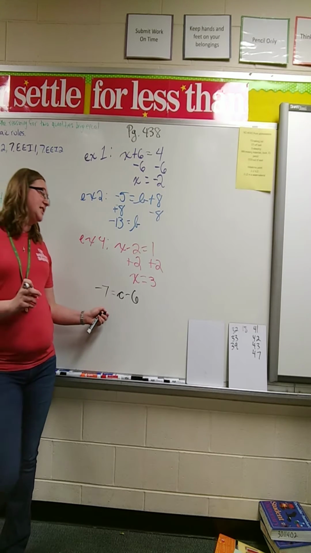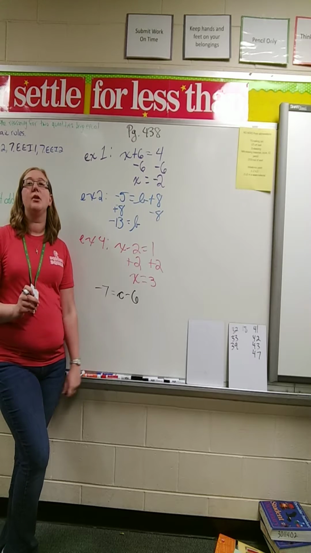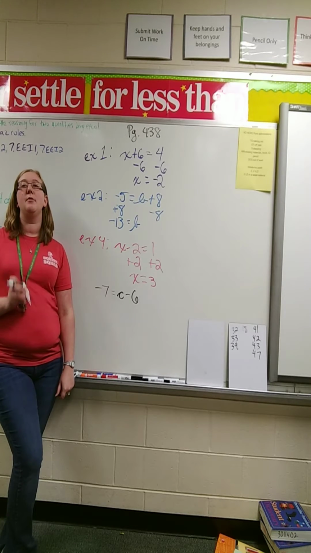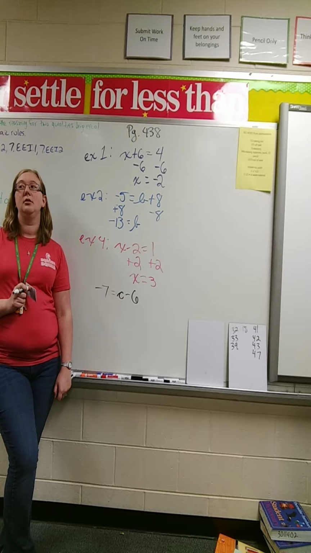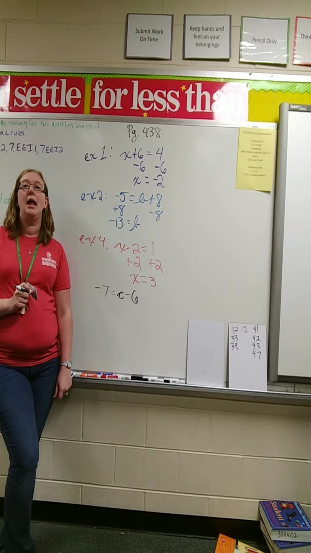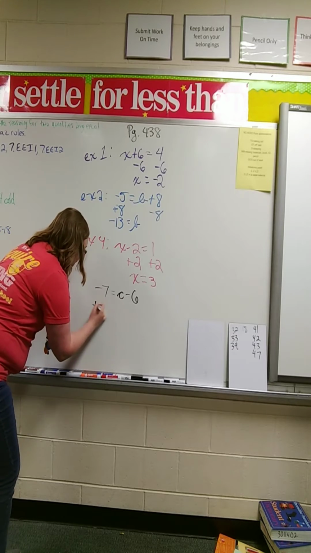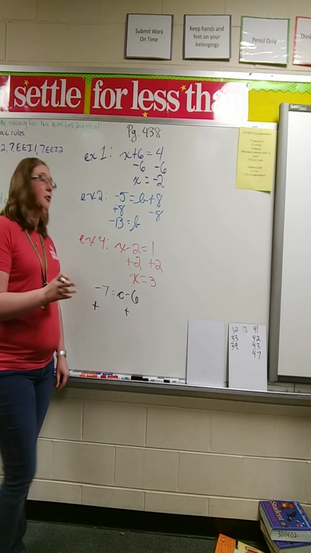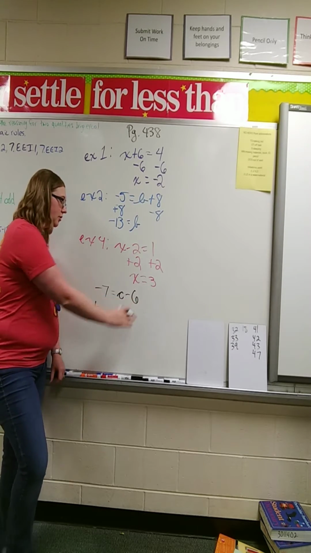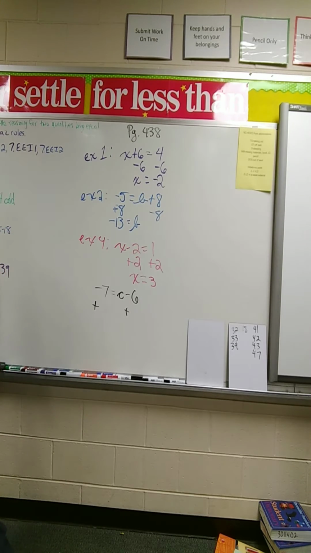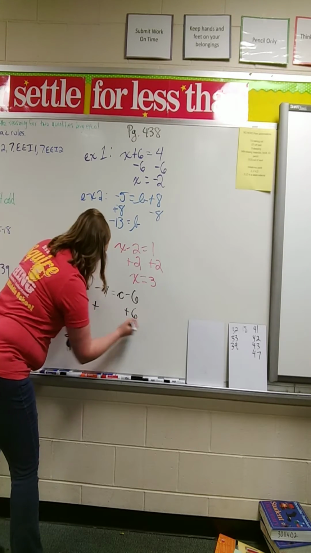If I have negative 7 equals c minus 6, what do I do to get the variable by itself? Am I going to add or subtract? I'm going to add. Am I going to add negative 7 or 6? I'm going to add 6.